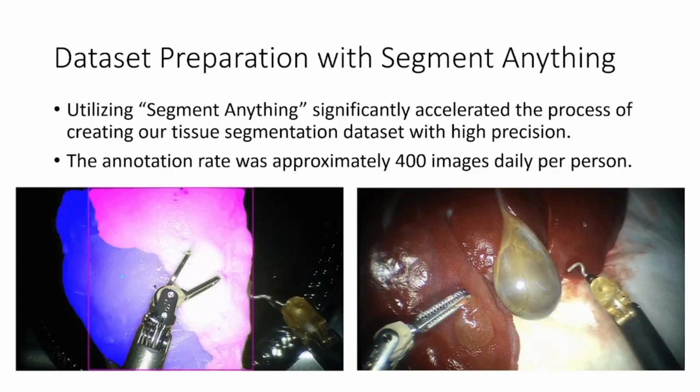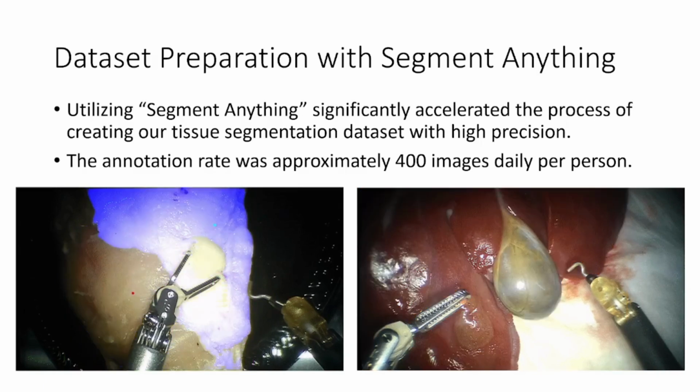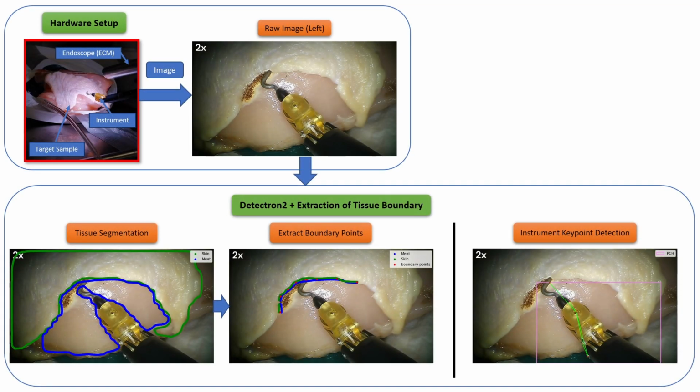Utilizing Segment Anything, we've accelerated the labeling process, achieving 400 annotations daily per person. These samples demonstrate the speed and the precision on both chicken and liver specimens. To tackle the challenges, we adopted Detectron2, a model initially crafted for segmenting common objects and detecting human keypoints for pose estimation. With our custom dataset, comprising segmentations from the previous slide and keypoint annotations for surgical instruments, the robot can accurately track tissue boundaries and instrument positions through endoscopic images.